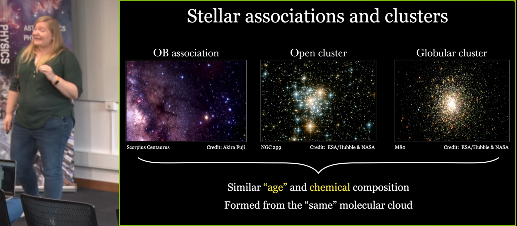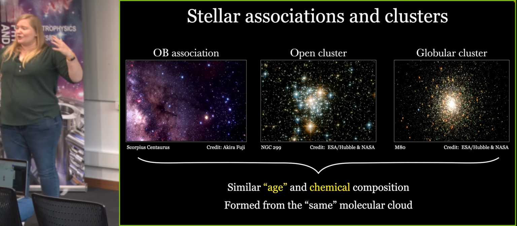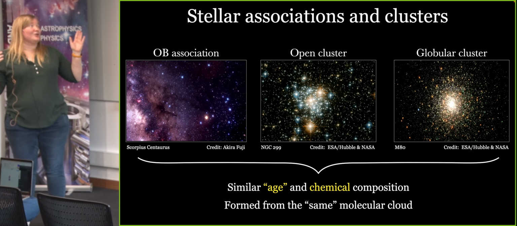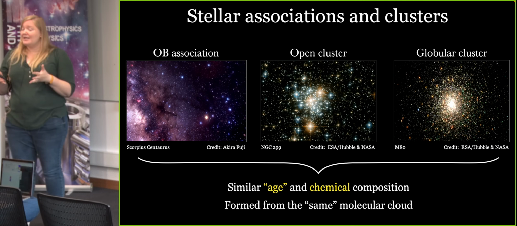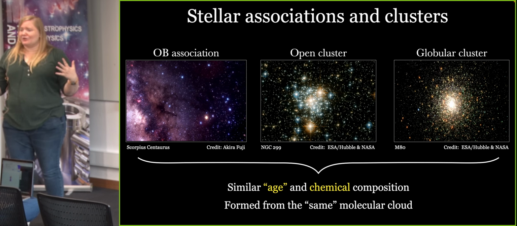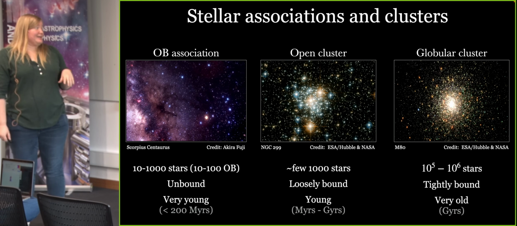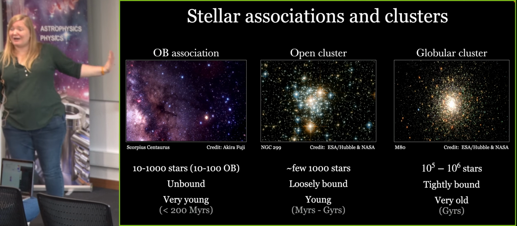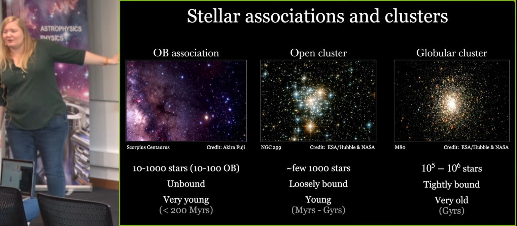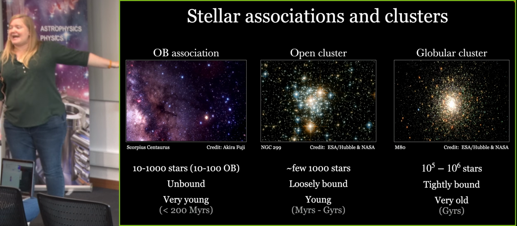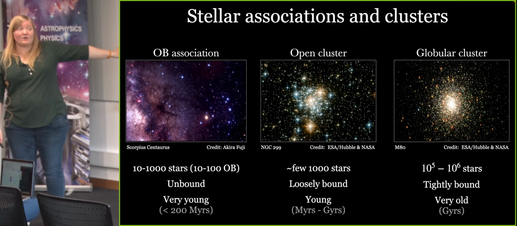What I'm in particular excited about is the opportunity to study OB associations. So those are groups of stars that are similar to open clusters and globular clusters in the sense that they were all formed from the same molecular cloud, and so should have roughly similar ages and chemical composition. The differences between these three groups of stars is the number of stars that we have in them, how old they are, and whether or not they're really gravitationally bound as well. And so OB associations are called as such because they have a high number of OB stars in them. And so these are really the main focus of my study right now.